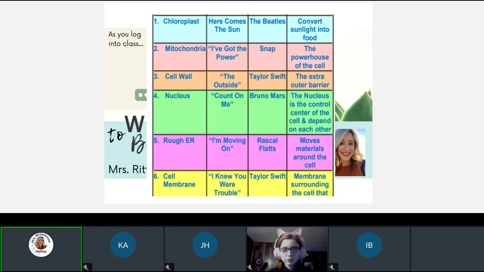This is a snip of Justin's. He also made some awesome album covers to go with it, but because my computer was being funky, I only got a little bit of his project. But I was so impressed with the song choices. One of my favorites was I'm Moving On here for the endoplasmic reticulum, because that's exactly what the endoplasmic reticulum does: it takes the molecules and the things that our cell makes and packages them and sends them where they go.